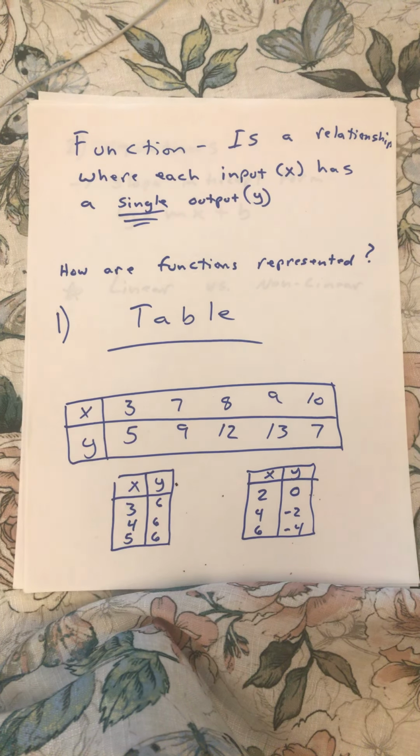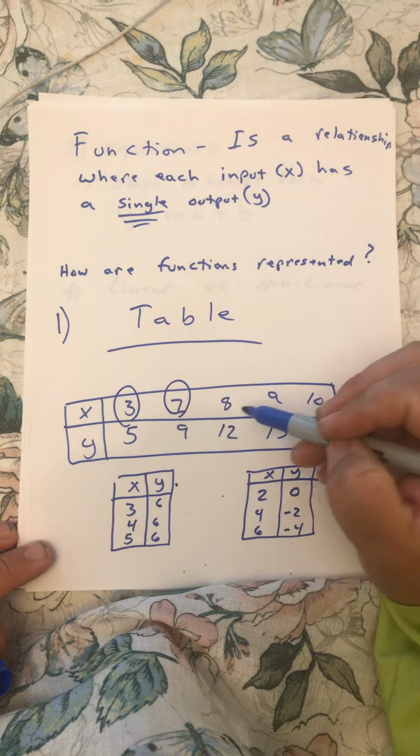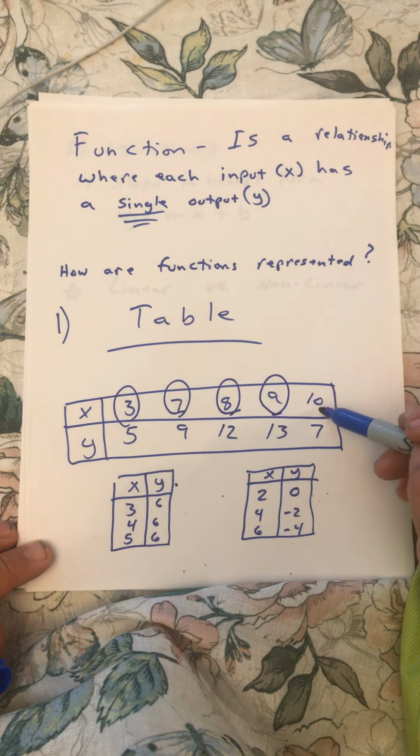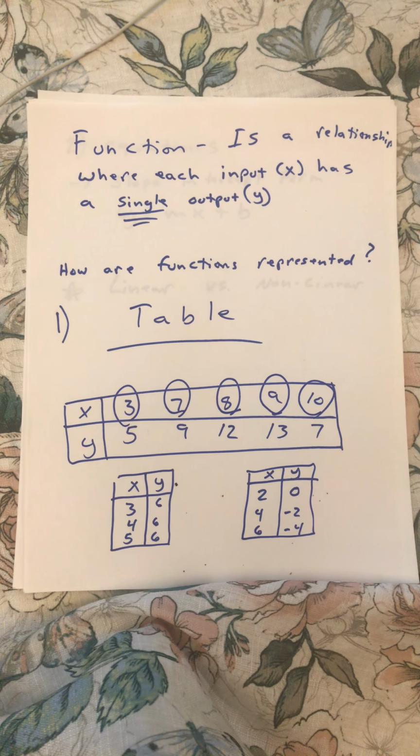And all you have to do is literally look to see if any of the inputs are repeated, and you can see these are not. So right now, this table represents a function. Each input has exactly one output.